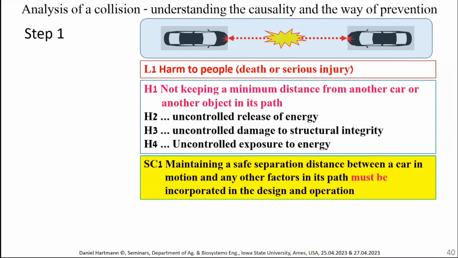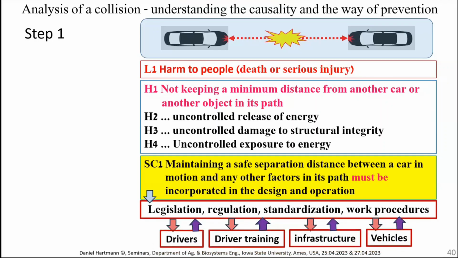And then we take the hazard and we transform it into a safety constraint. It's actually the same sentence, but transformed. Maintaining a safe separation distance between a car in motion and any other factors in its path must be incorporated in the design and operation, yes? So there is always a must be or shall be, depending on the industry. And now we can implement this in the system already at the functional stage. And we should put it into legislation, regulation, standardization, work procedures related to the vehicle itself, to the infrastructure, to driver training, to drivers, and so on, everywhere. If everybody knows about these safety constraints, there will be no car accidents.